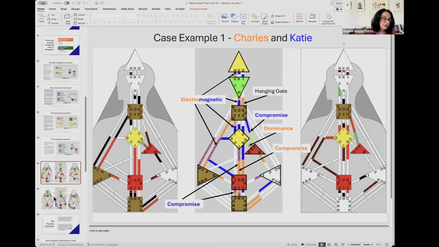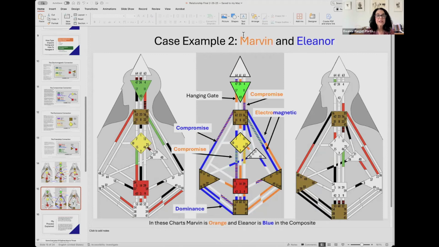Okay, let's move to the next. The next case I did was Marvin and me. What's interesting in Marvin and my chart.